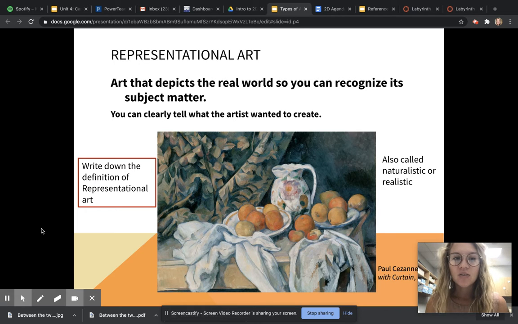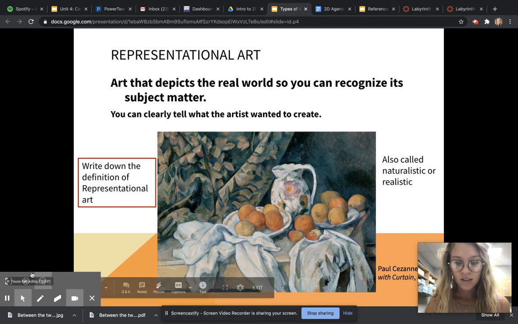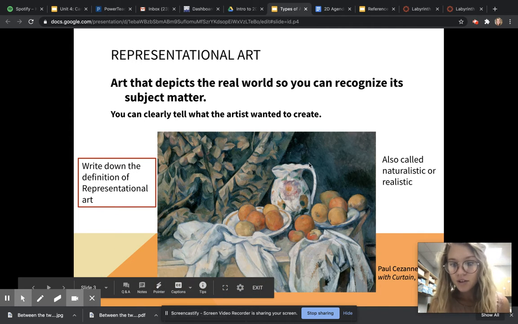Representational art is going to be one of the first types of art that we have. So, this is art where you can actually see what's in it. If you can tell what the subject matter is, it's going to be considered representational. And not only do we know what it is, it's very clear to us, it's very obvious what it is. For example, in this artwork, you can see that there's lots of fruits, there's a pitcher in the back, they're sitting on a table, there is a curtain near the side of it. I'll turn on my pointer so you can really see what I'm talking about.